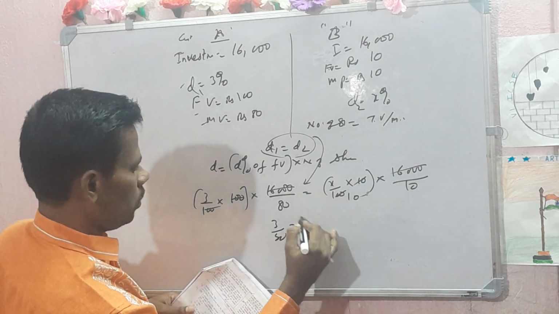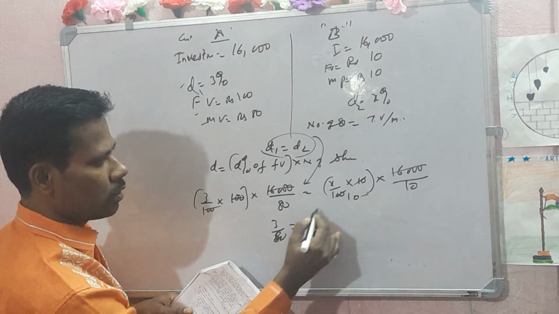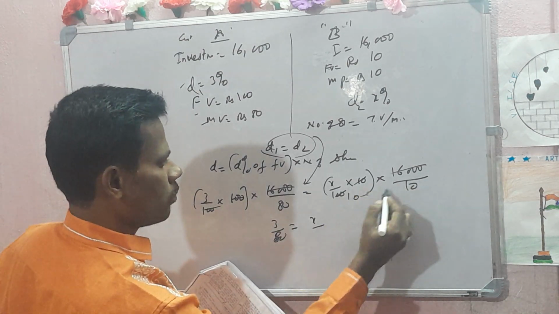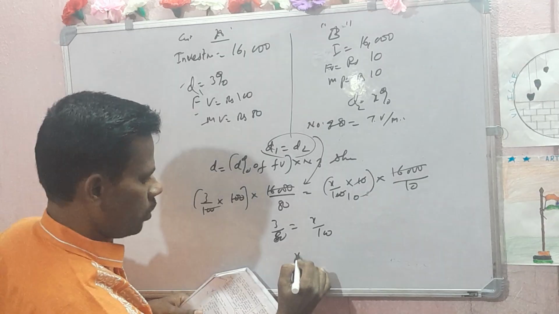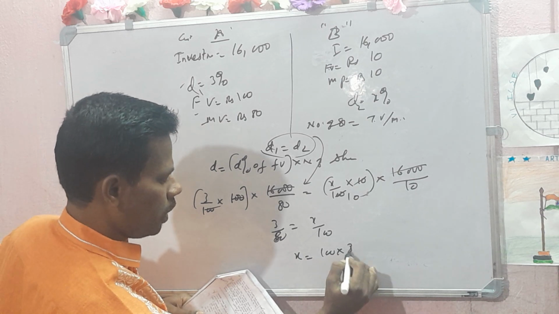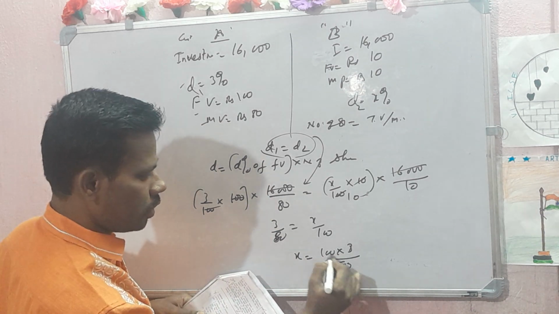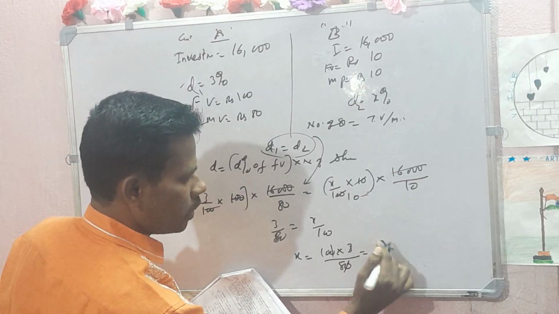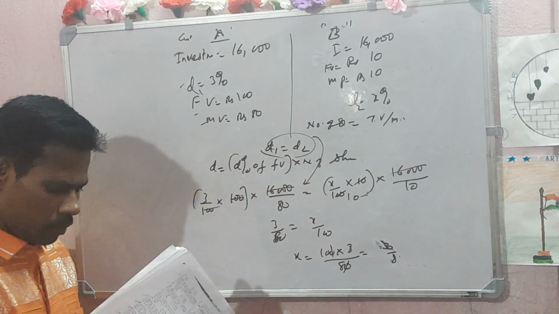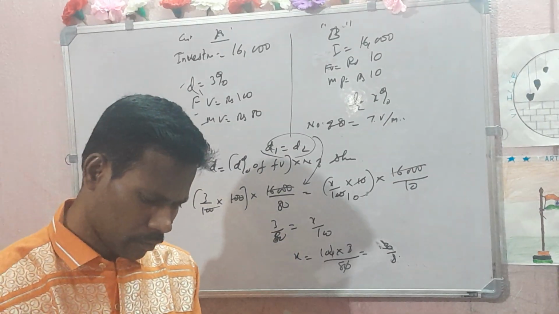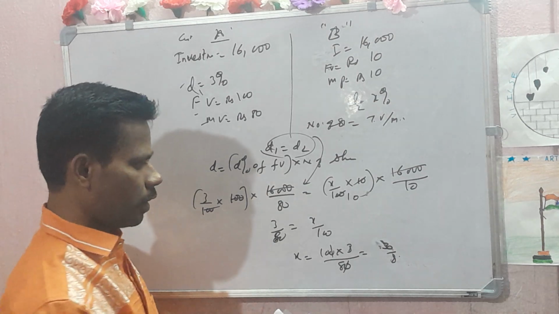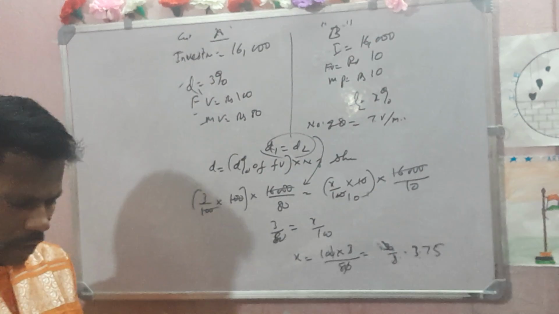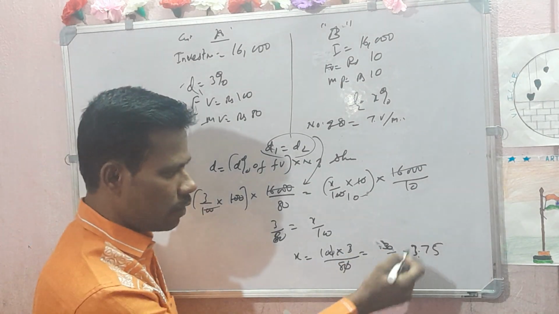3 by 80 is equal to, 3 is remaining, by 80 is equal to x by 100. So x is equal to 100 into 3 by 80. Cancellations: 0, 0, 10. 8 tens are 10, 3 tens are 30, by 8. So simplify this one, you will get 3.75. That's it, 3.75 is the solution. 30 divided by 8, simple.